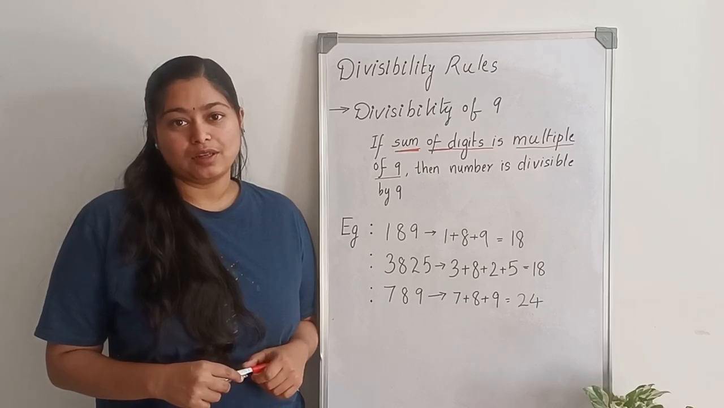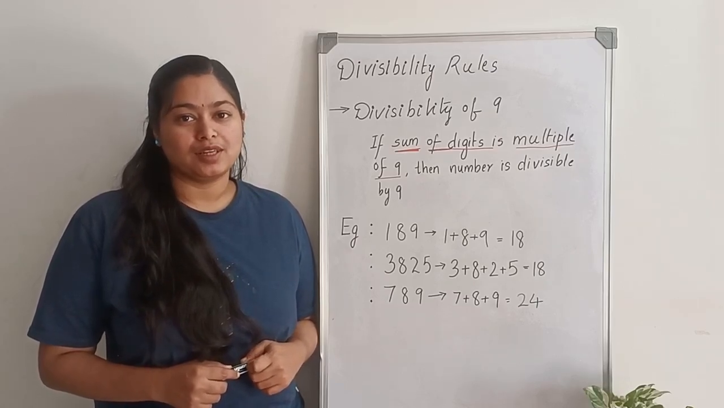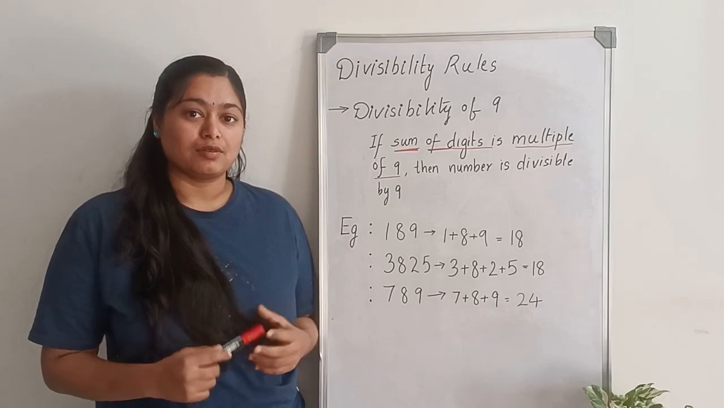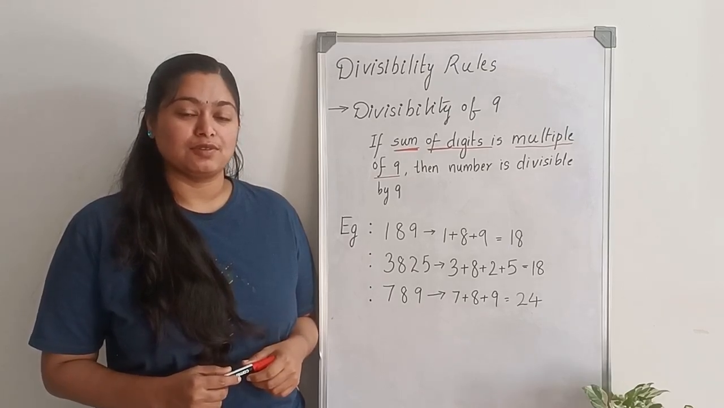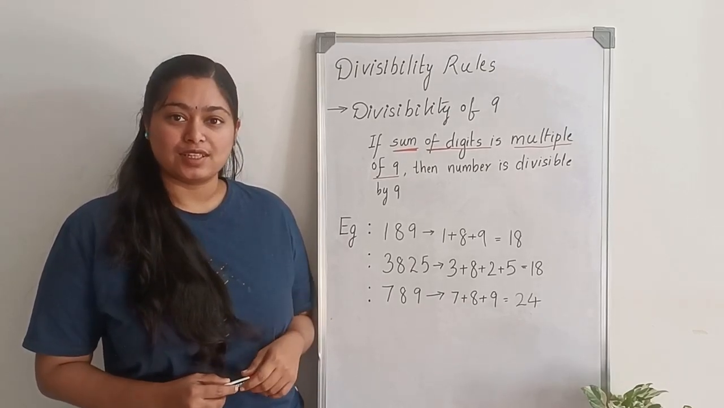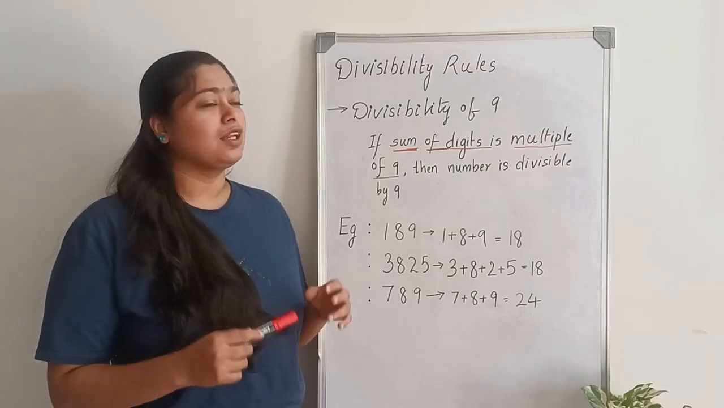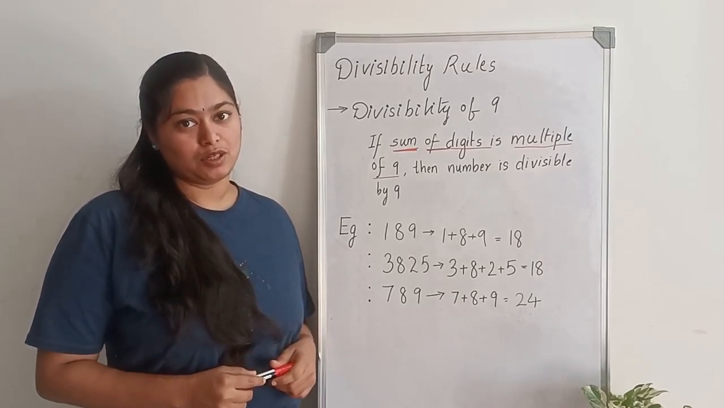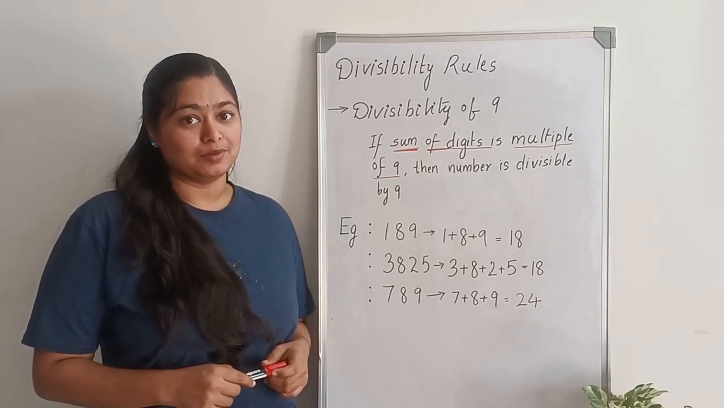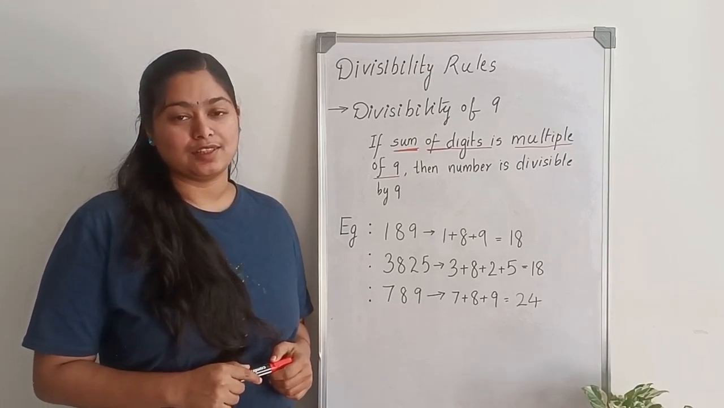Let's continue with our video on divisibility rules. Today we are going to discuss the last few numbers' divisibility. So we are going to start with the divisibility of 9 first. The divisibility of 9 is very similar to the divisibility of 3. You have to remember the divisibility of 3 at this point.